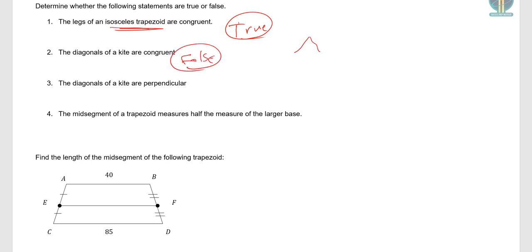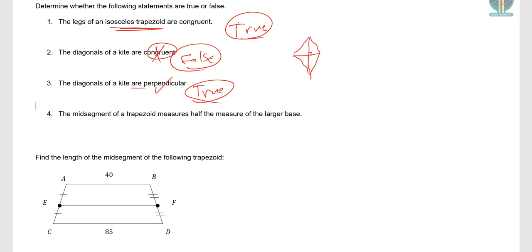Why is it false? Well, because you could just draw the kite, right? And then here are the diagonals. I mean, you can clearly see one is always longer than the other, so they cannot be congruent. They are, however, perpendicular. So the diagonals of a kite are perpendicular. So this is actually true. As we mentioned, they are perpendicular.